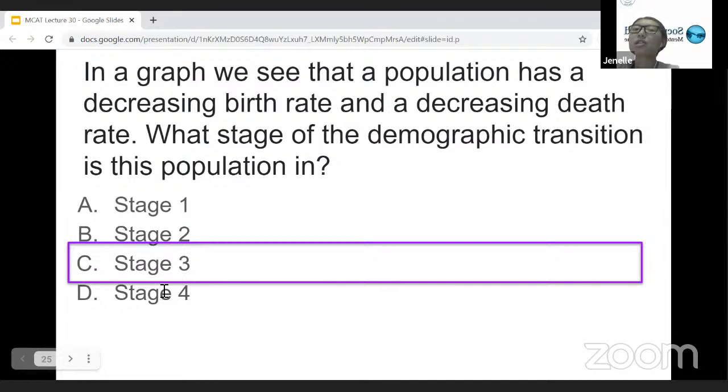But the difference between stage 3 and stage 4 is that stage 3 is that point where the birth rates and death rates are still decreasing. For stage 4, we already would have to know that the birth rate and death rate are considered low. So they have been maintained at that low level for a while, as opposed to just decreasing, which is why choice C, stage 3, is the correct answer here.